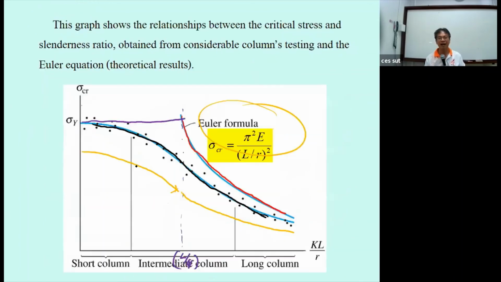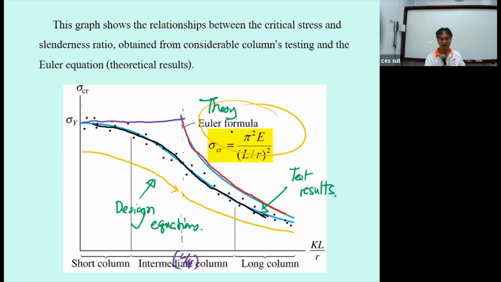So going back, you got this one for the design equation. This one is the test result from the lab, that we are going to test. And this one is from the theory. You can see the difference. This graph shows that what we use is based on safety. That means the graph is going to be the lowest one compared to the test result and compared to theory, in order for the structure to be considered safe.